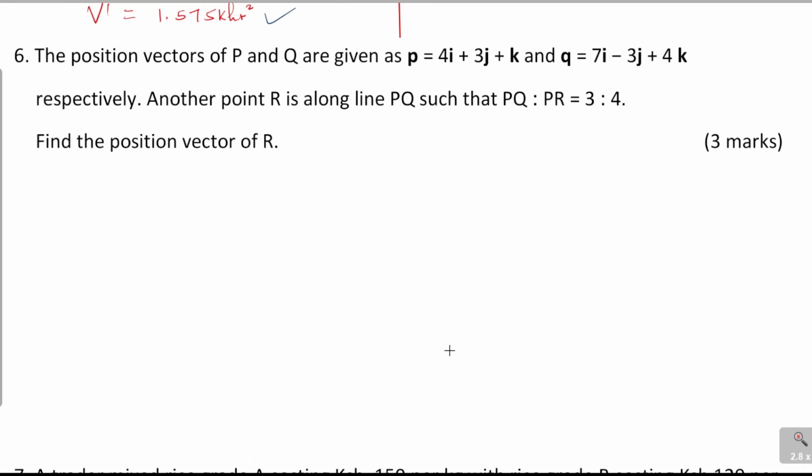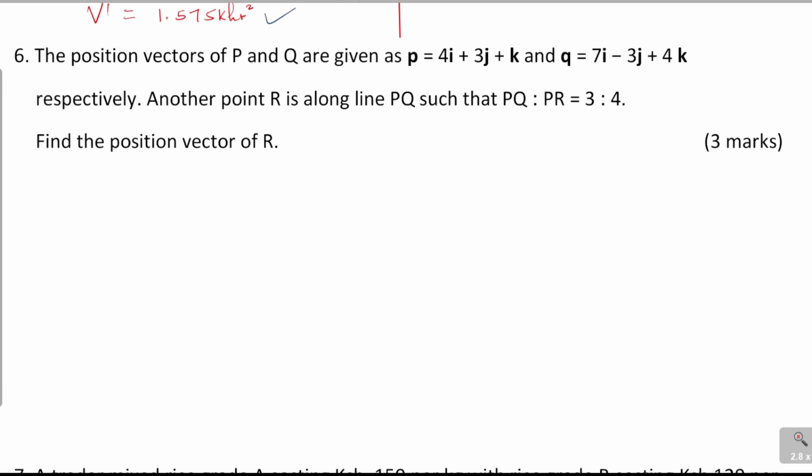Question 6. The position vectors of P and Q are given as P equals 4i plus 3j plus k, and Q equals 7i minus 3j plus 4k, respectively. Another point R is along line PQ such that PQ to PR is 3:4. Find the position vector of R.